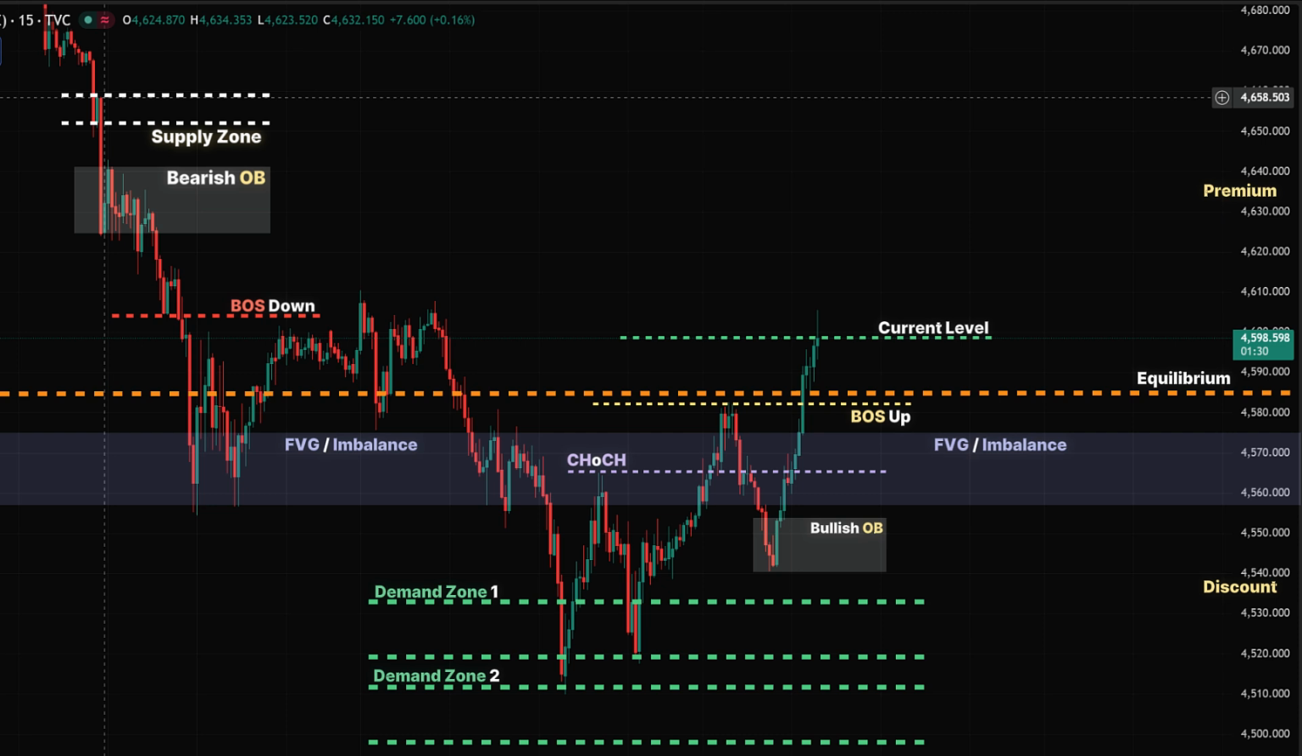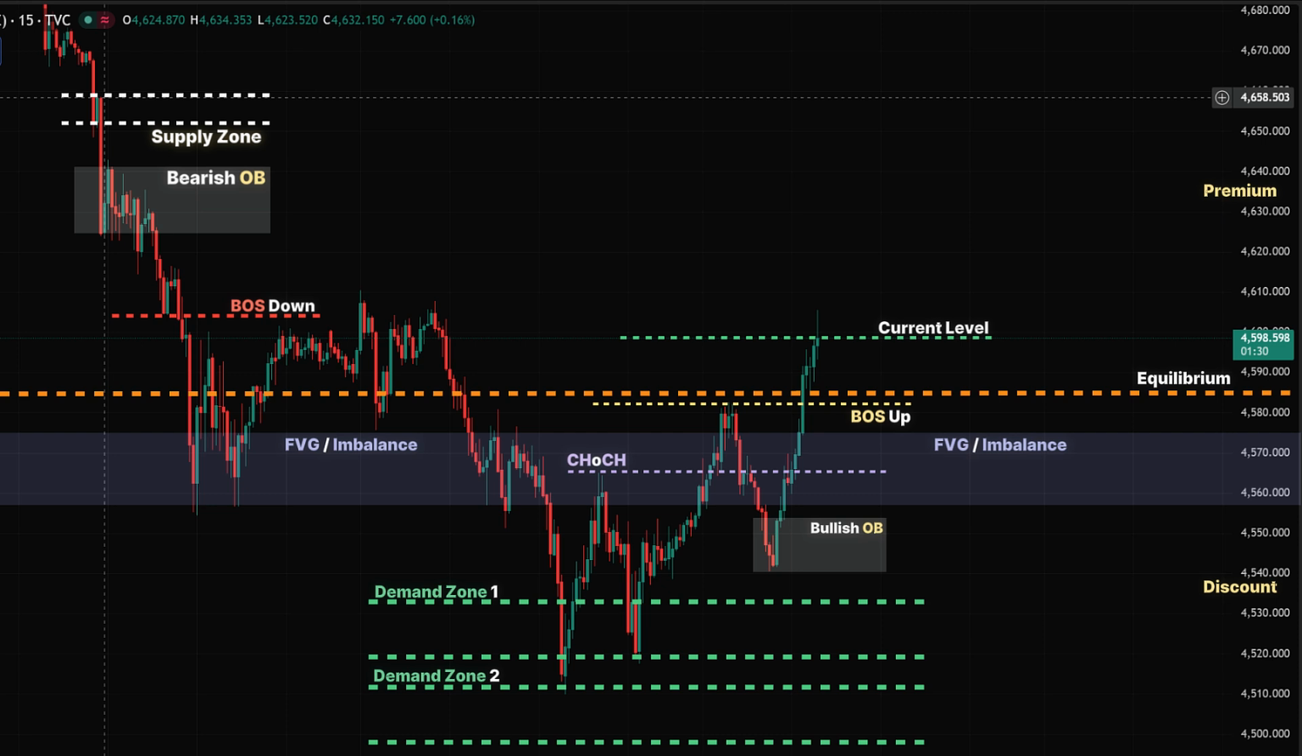But if price breaks through those demand zones and fails to reclaim them, then the bullish narrative becomes weak. This is where invalidation matters. If you are bullish, you need to know where your idea is wrong. On this chart, if price breaks below the lower demand region and cannot recover, then the idea that buyers are defending discount becomes much less convincing.